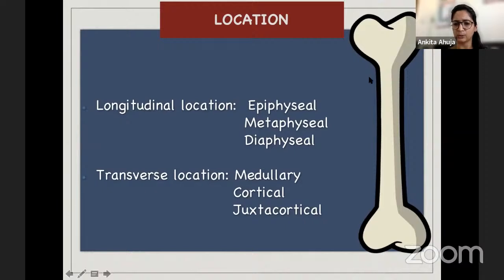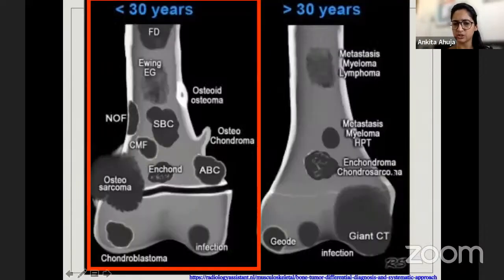What we mean by location is whether the lesion is in the epiphysis, metaphysis, or diaphysis. So this is one longitudinal location which you want to know. Also, what you want to know is whether the lesion is cortical, juxtacortical, or medullary, because all this will again make a differential change. Now let's see how it makes a differential change.